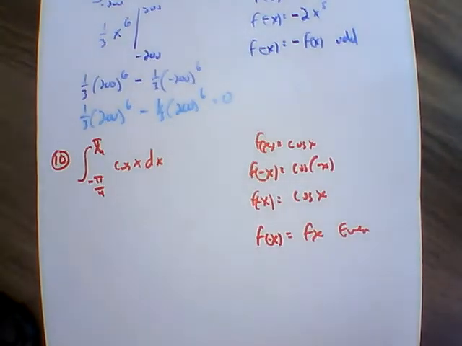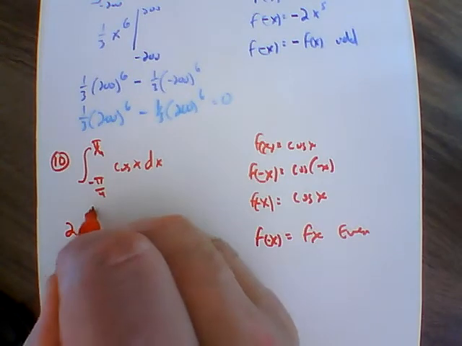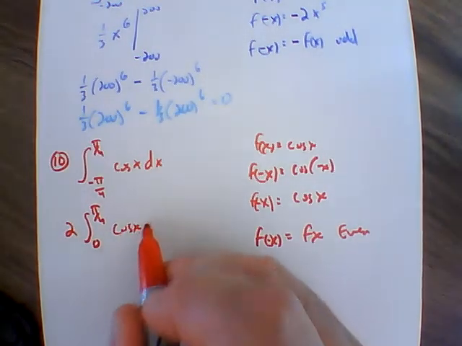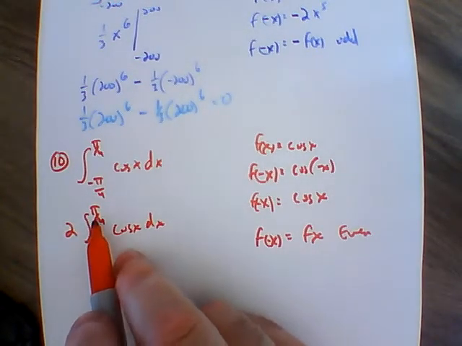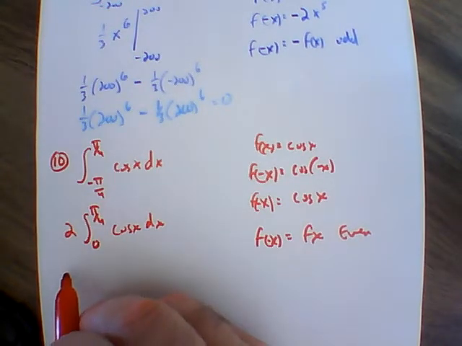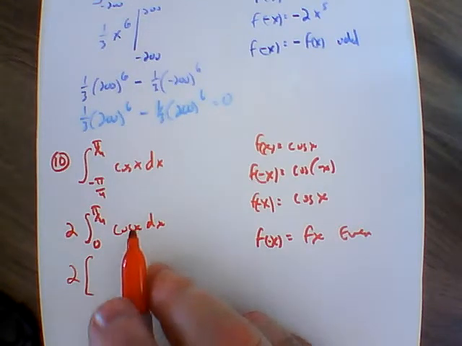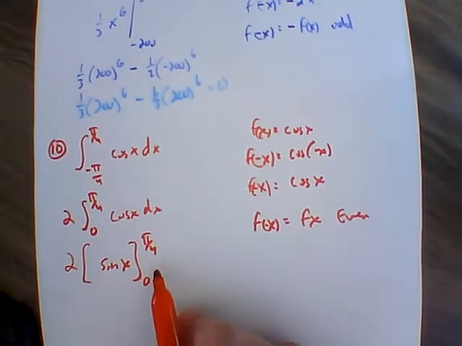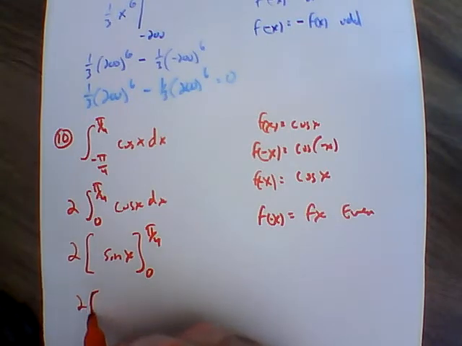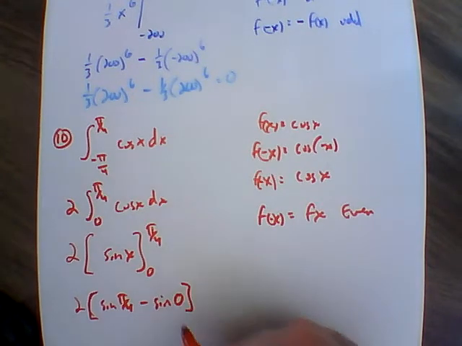So what we can do now is evaluate this a little bit differently. We could state that this integral is 2 times the integral from 0 to pi fourths of cosine x dx. Let's evaluate this out. The integral of cosine x is sine x, and then we evaluate this from 0 to pi fourths. So we have 2 times sine of pi fourths minus sine of 0.